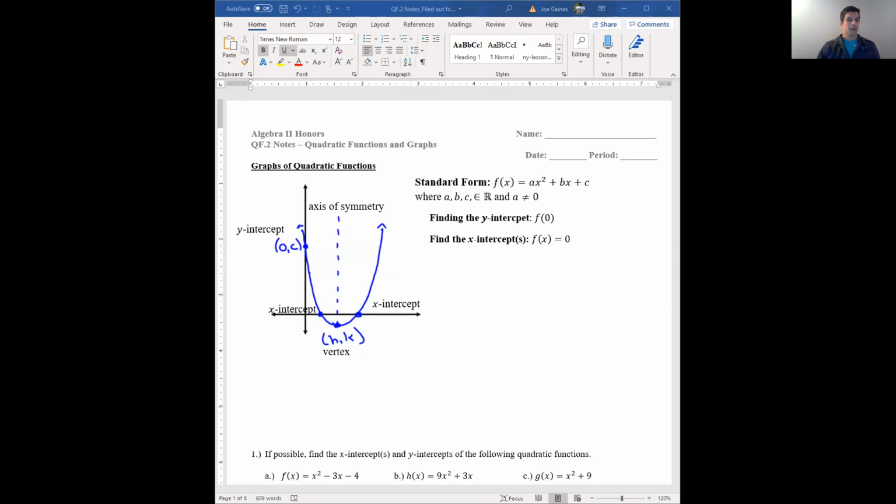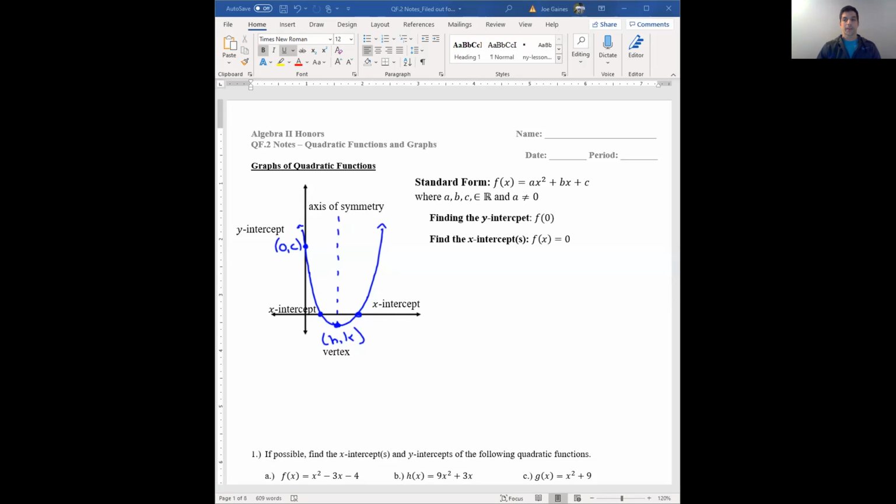We're taking a look at the QF.2 notes dealing with quadratic functions and their graphs. Previously, we looked at basically the key features of a quadratic function and how some of them come from the standard form of that function. We looked at standard form and how to find the y-intercept and the x-intercepts algebraically, and we talked about how to build functions given their roots or x-intercepts.